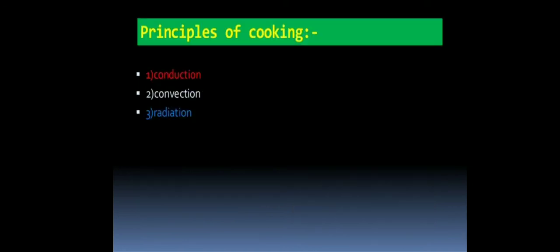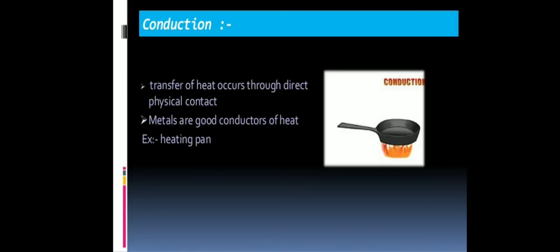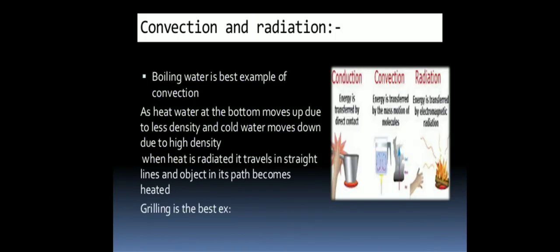Next is the principles of cooking. So there are three principles of cooking: conduction, convection and radiation. So now what is conduction? Transfer of heat occurs through direct physical contact. Metals are good conductors of heat and an example is a heating pan. Next is convection and radiation.